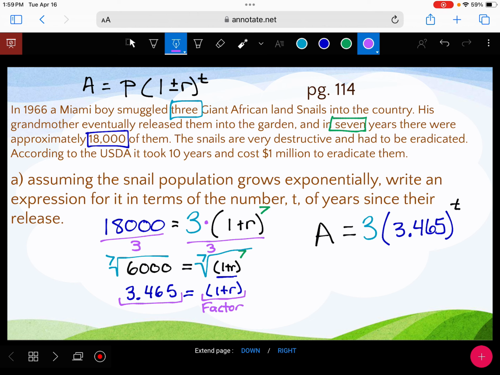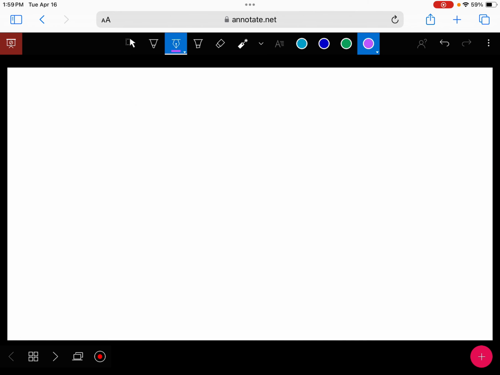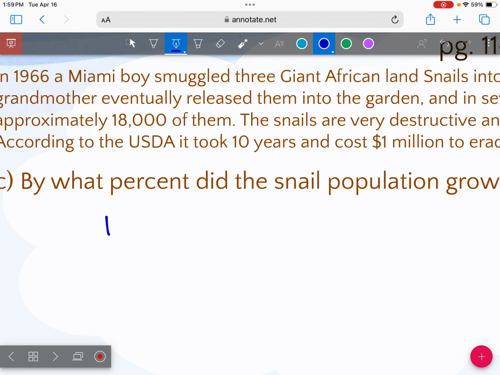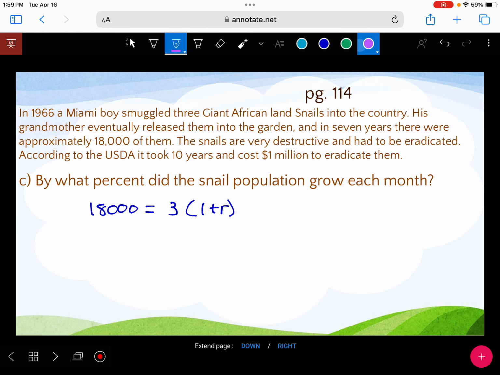That'll be easier to see. All right, I feel like you guys are doing awesome on this. The ones that I've seen, you guys are doing great. So I'm gonna start talking it through for part C. So we started out the same way. We know that there were 18,000 snails, and they started with 3. We're trying to find that rate. The thing that's different here is if we're looking for months, I'm not going to use my 7 years. I need to use months.